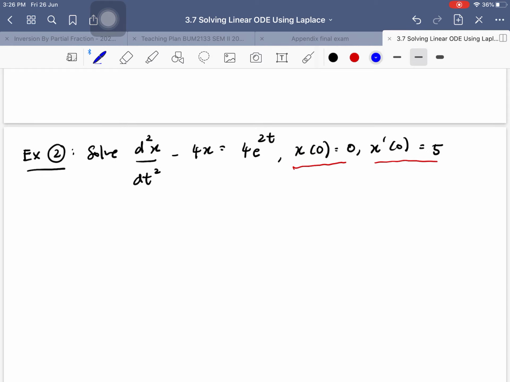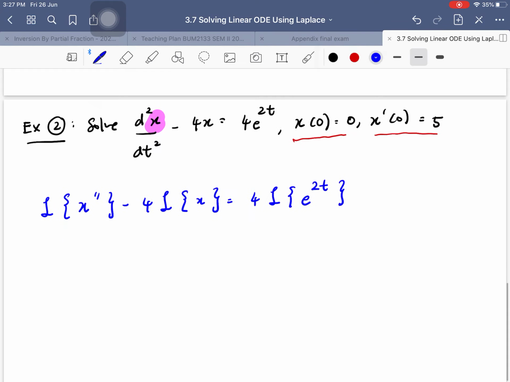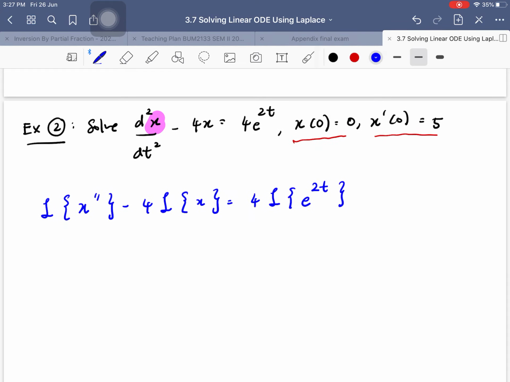Now bear in mind our variable is no longer in terms of y, it is actually in terms of x. So first we're going to find what X of s is. So that's Laplace and apply the linearity theorem. So I'm going to have Laplace of x double prime, minus 4 Laplace of x, which is going to equal 4 Laplace of e to the 2t. I apply the linearity theorem straight away now that you are familiar with the calculation already.